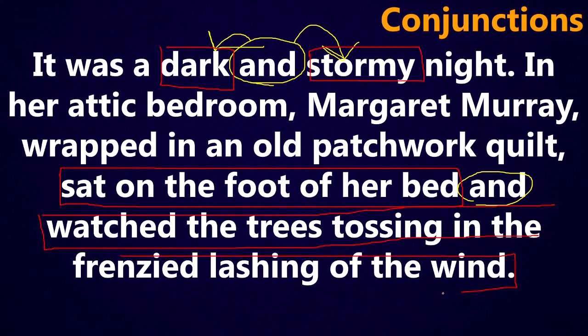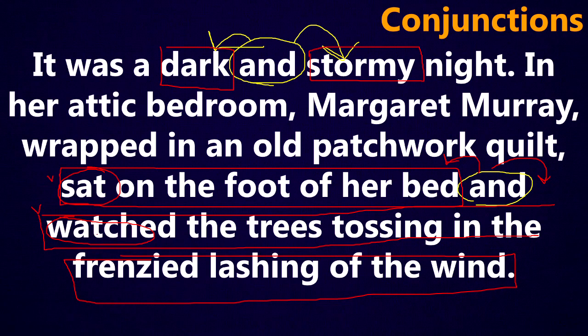So all of this is connected. So and is connecting this part with the other part. Because if you look here, the word sat is a verb and the word watched is a verb. So it's connecting these two verbs and their predicates together. So when you see the word and, it normally is connecting two things that are the same. So up here it's connecting two adjectives together. Here it's connecting two verb and predicates together in a sentence.